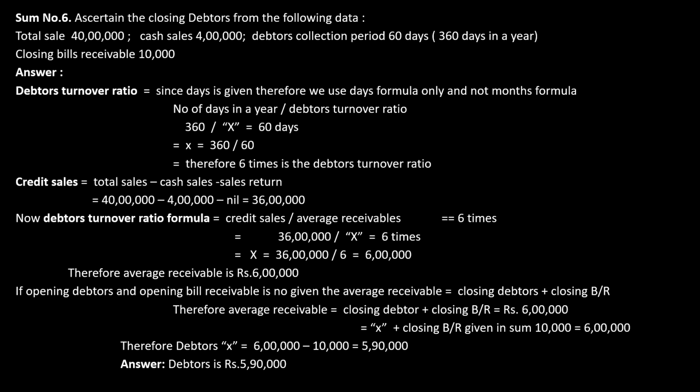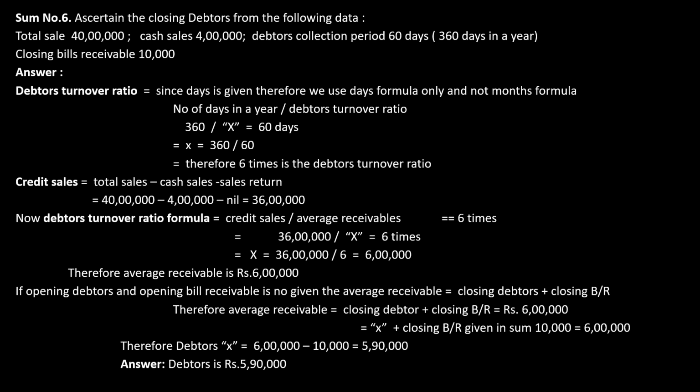Number of days in a year divided by debtors turnover ratio. I'm going to start only from there. Now, number of days is given as 360 divided by, I don't know the debtors turnover ratio. I know only the debtors collection period. Therefore 360 divided by X is equal to 60 days. How much is the answer? Therefore 6 times is the debtors turnover ratio.